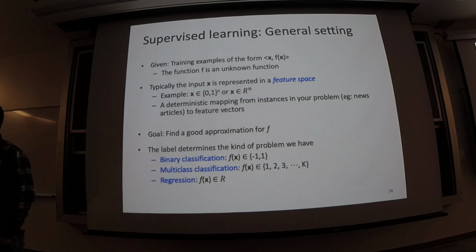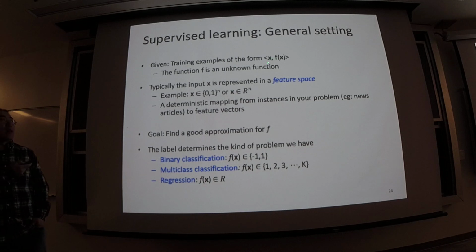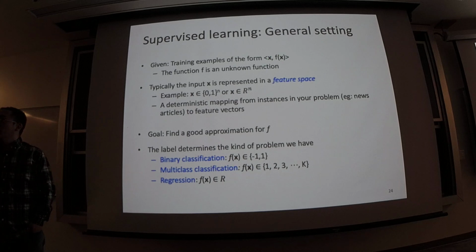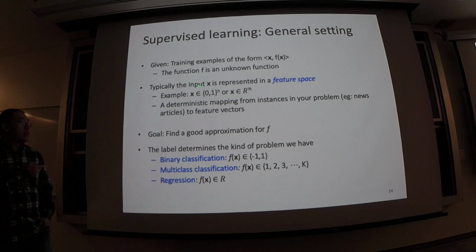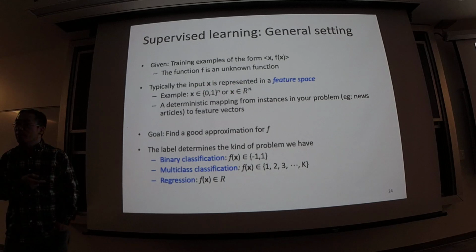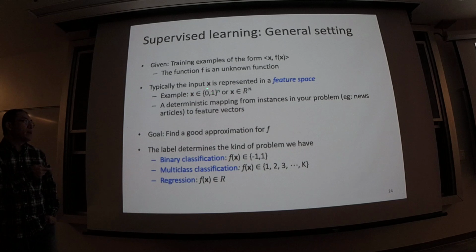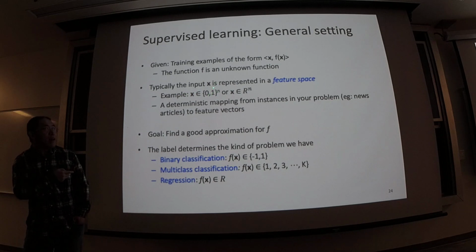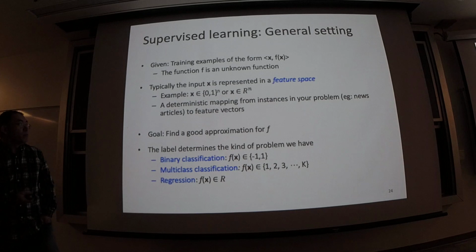Okay. So now let us talk about the general setting of supervised learning. First, as a precondition, we need to prepare a set of training examples in the form of instance and label pairs, right? And the function f is an unknown function. Typically, the input x is represented in a feature space, namely vectors. For example, your input x could be an n-dimensional binary feature vector or an n-dimensional continuous feature vector, right?